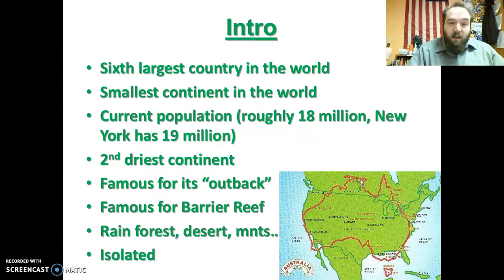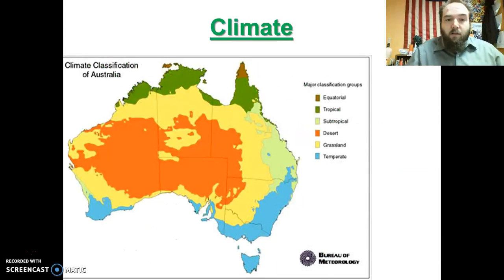It is the second driest continent in the world. It's famous for its outback, referred to as the wilderness, grassland, deserty type area of Australia. It's also famous for its barrier reef, which I'll talk about in a little bit. It's got rainforests, deserts, mountains. Basically, Australia has everything. One thing about it, though, is it is quite isolated, and that's going to cause the animals to look a little different than they do elsewhere.